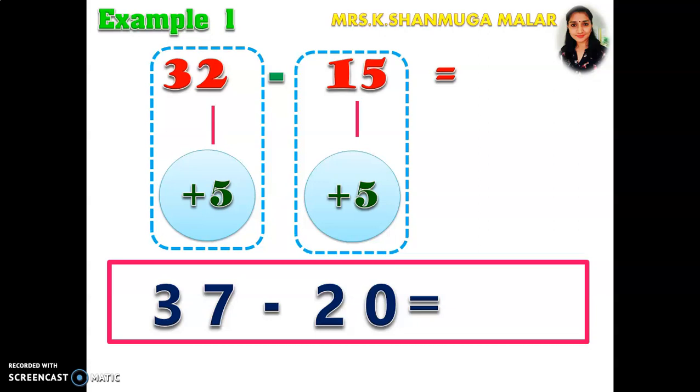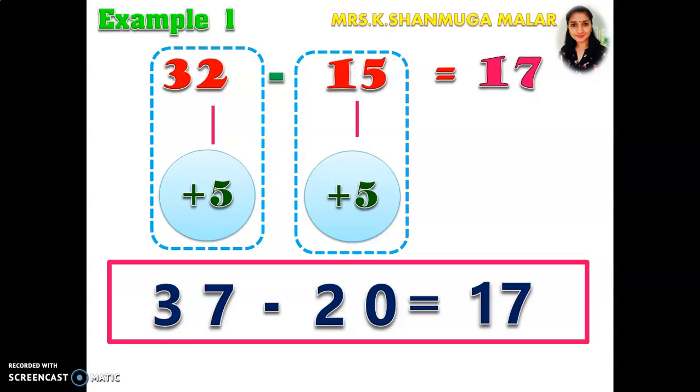We must minus the numbers in the ones place value. In 37, 7 is in the ones place value. In 20, 0 is in the ones place value. So now, students, 7 minus 0, we get 7. Correct. Then we move to the tens place value. 3 minus 2, we get 1. So the answer for 32 minus 15 is 17.